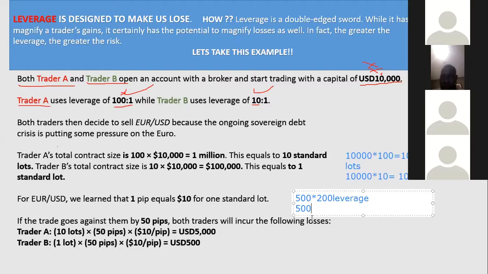Please follow my math. I'm not very good at math, so if I make a mistake, just let me know. Empress and I both have $500. Our margin is 500, and we have both chosen the same leverage, 500 to 200 leverage.